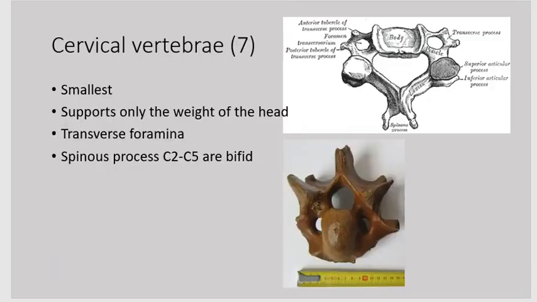How can you tell a cervical vertebrae apart from a thoracic or a lumbar? Well, one, they're really small. They only support the weight of the head. Another dead giveaway is that they have transverse foramen. So they have holes in the transverse process. This is for the vertebral artery and vein to go up to the skull, or up to the brain, going through these transverse processes.